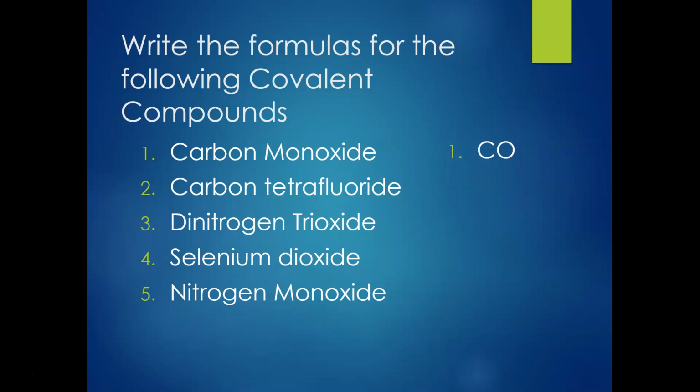All right, let's see how you did. For number 2, you should have gotten CF4, 1 carbon, and the prefix tetra tells us we have 4 fluorines. 3 should have been N2O3, dinitrogen, meaning 2 nitrogens, trioxide, meaning 3 oxygens. Selenium dioxide is SeO2, because we have 2 oxygens. And nitrogen monoxide should have just been NO. How'd you do? Hopefully really well. If not, you can always go back and try it again.